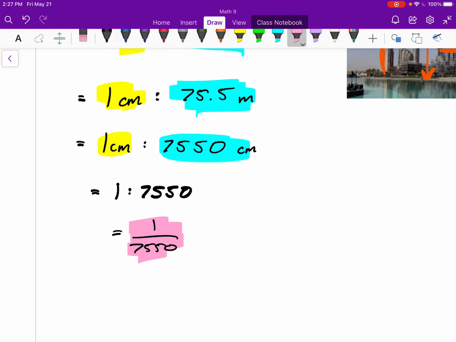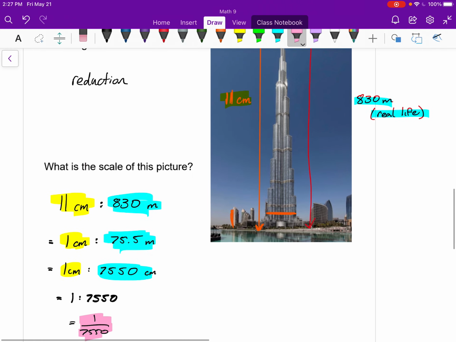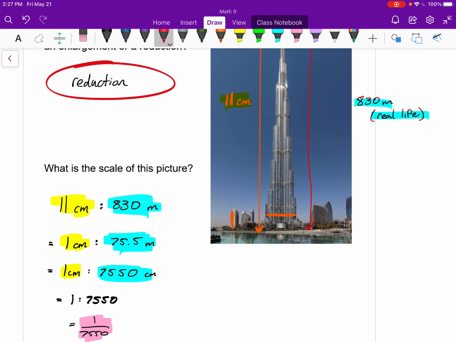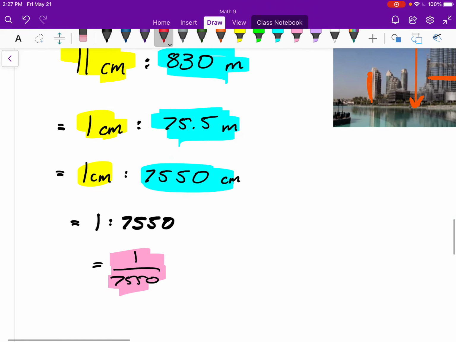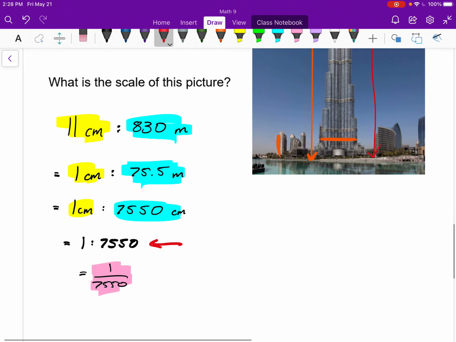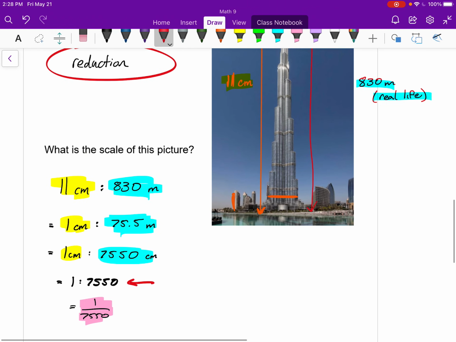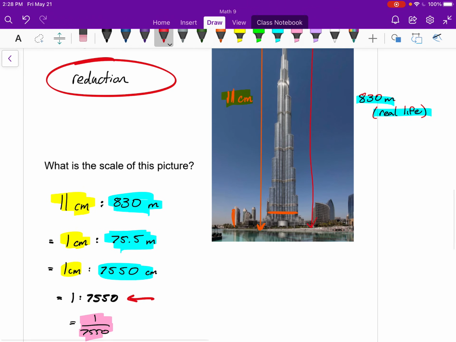And again, if you think about this number, 1 out of 7,550, that's definitely a number less than 1. So not surprisingly, this is a reduction, but I knew that just using common sense. But this also tells me that literally the actual tower is roughly 7,550 times taller than the picture you have in front of you. Of all these scales, I probably like this one the best. However, they're all equivalent. And again, if you have a scale with the same units, you don't actually have to write the units anymore. And that's what I have at the end here.